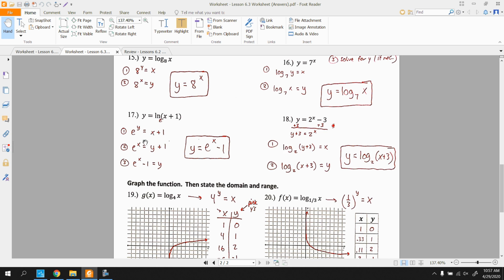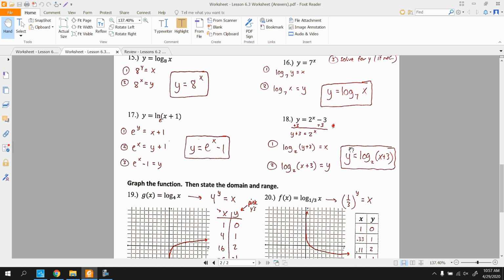After I make my switch, so now it's e to the x equals y plus 1. Here's what we just talked about. There's something with the y, so I want to get rid of this +1. How do you get rid of it? You subtract it. Get that y by itself. So it just comes over to this side of the equation as -1. I'm just rewriting it as y equals. You could write this as your final answer. I'm just flipping the equation.